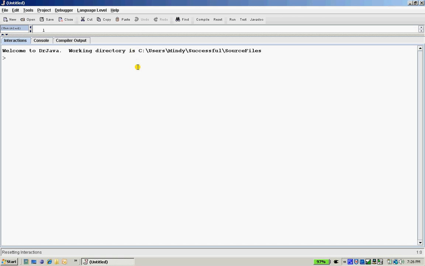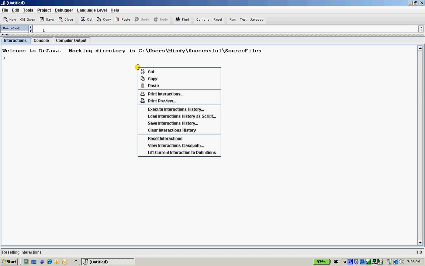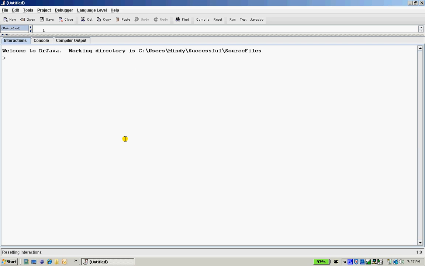If you right-click in your Interactions pane, you'll see that you can print out your interactions. You can save them, bring them up later. You can also clear it, reset it down here. We're going to use it to look at how Java handles numbers.